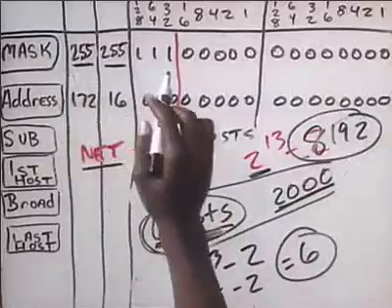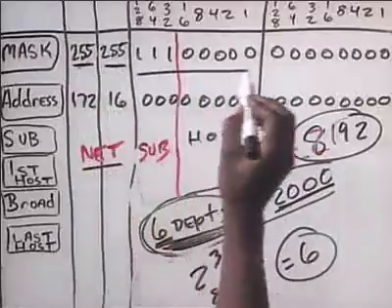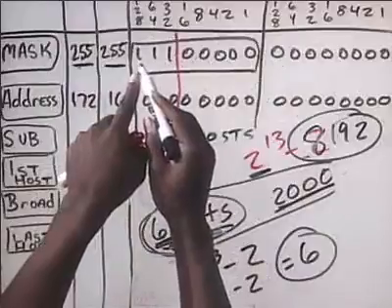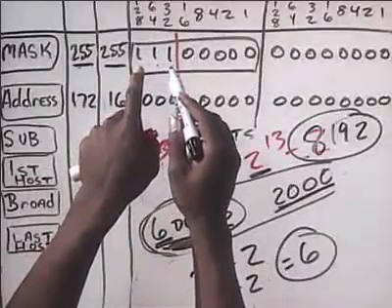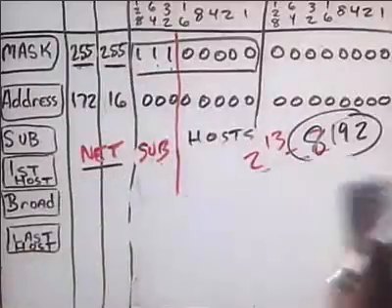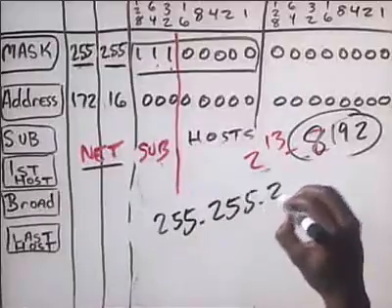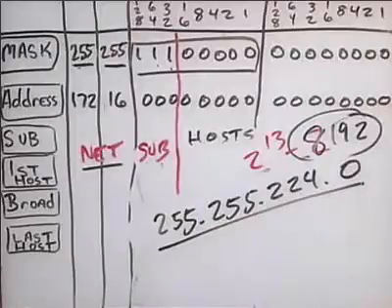So the subnet mask that we've come up with here is 255.255, and now we've got to figure out what this number is right here. That number is 128 plus 64, that's 192, plus 32, which is 224. So the subnet mask that we come up with here is 255.255.224.0. That's the subnet mask that answers that scenario.